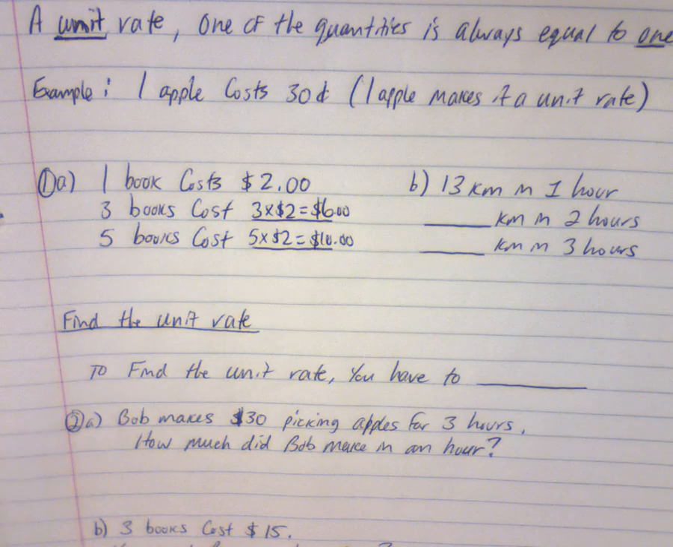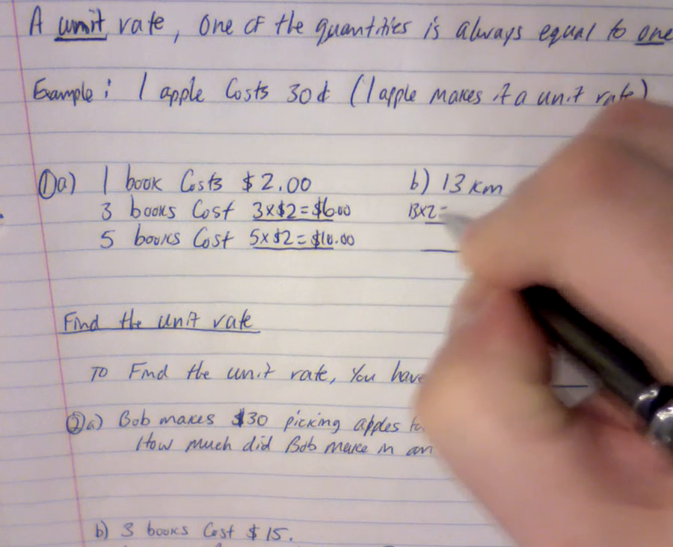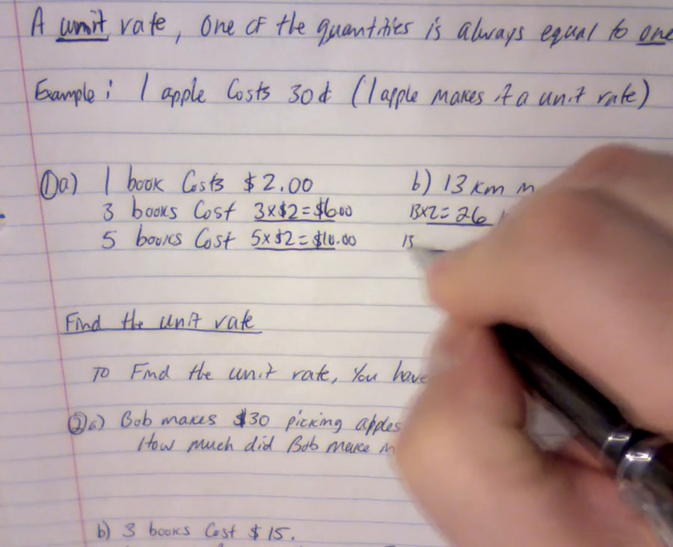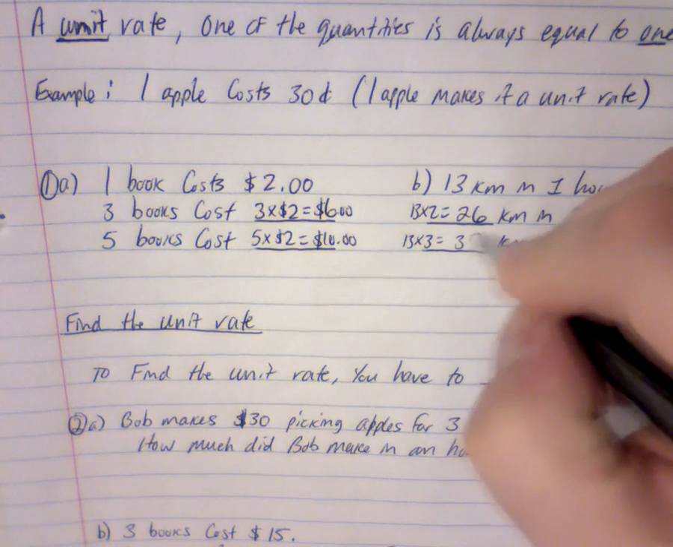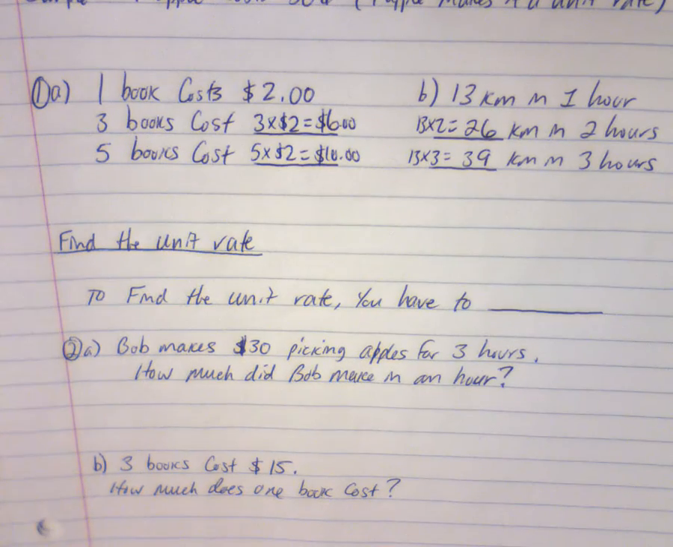Alright? So if we say we're going to run 13 kilometers in an hour, then knowing that we've run 13 kilometers an hour, how many can we run in 2 hours? Well, 13 times 2 equals 26 kilometers. What about 3? 13 times 3 equals 39 kilometers. So really, guys, we're not doing anything too extravagant here. All we're doing is just some multiplication, especially when we want to find what more than one costs.